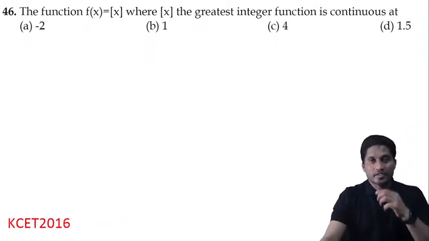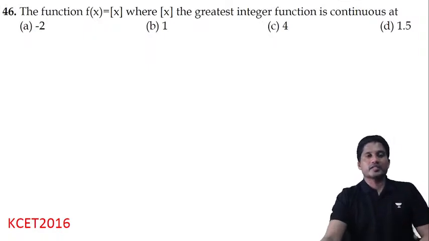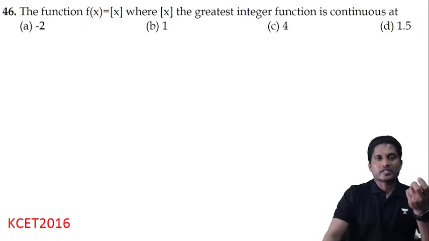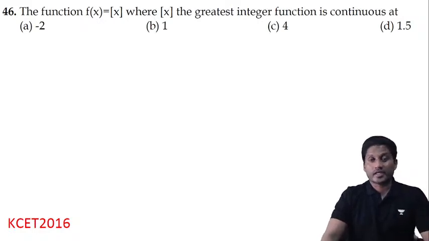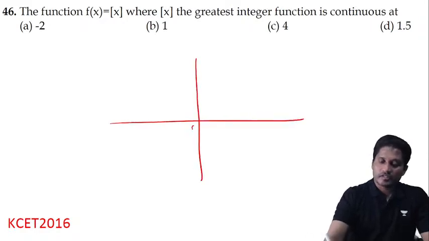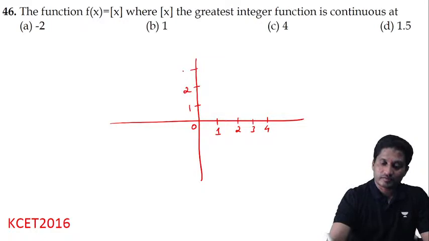The function f of x is equal to box x. We did this in the previous year paper as well, 2015. Box x, the greatest integer function, is discontinuous at all integral points. It is continuous only at non-integers. I told you this, right? Same graph: 0, 1, 2, 3, 4, and so on.